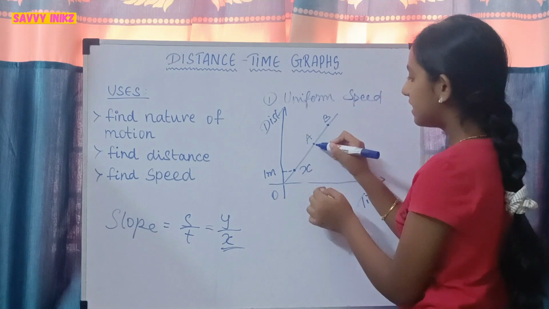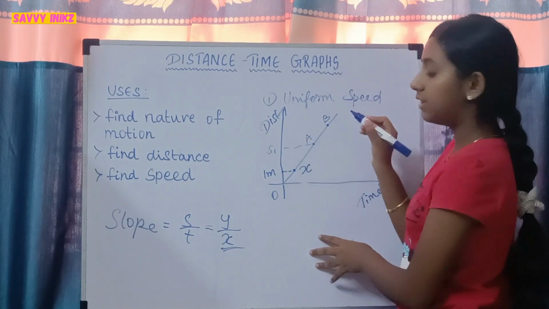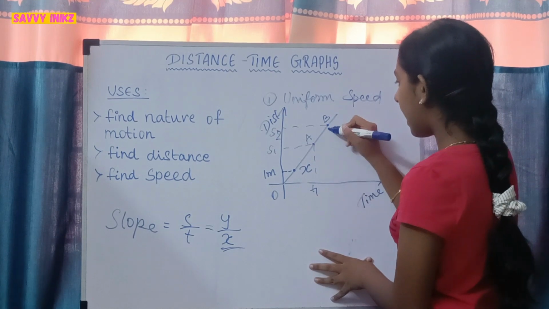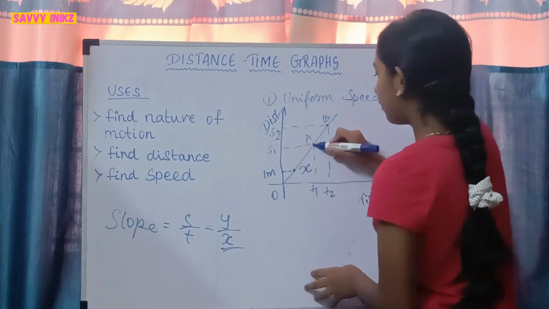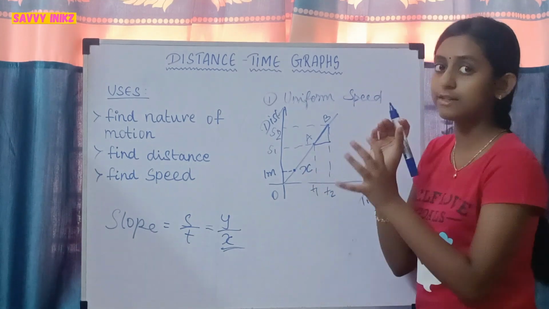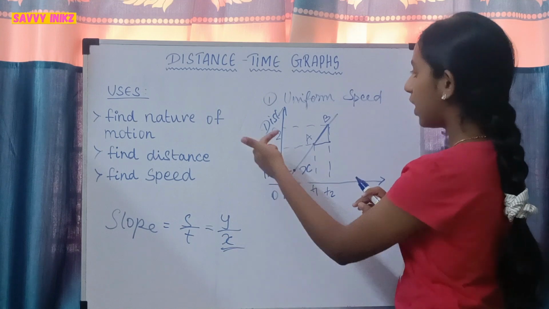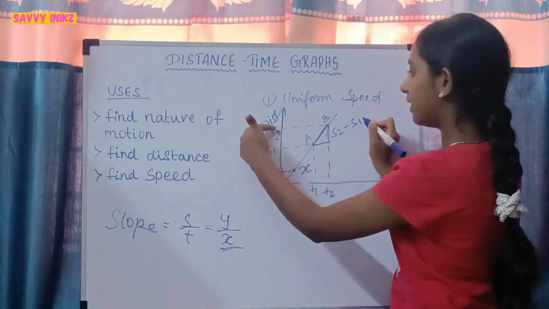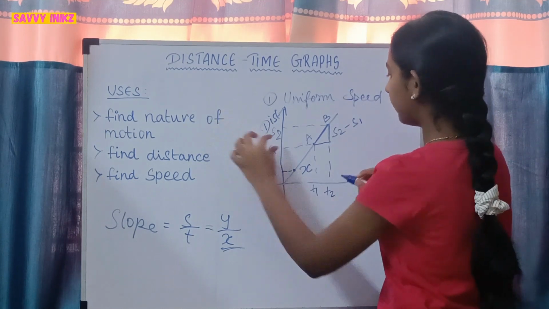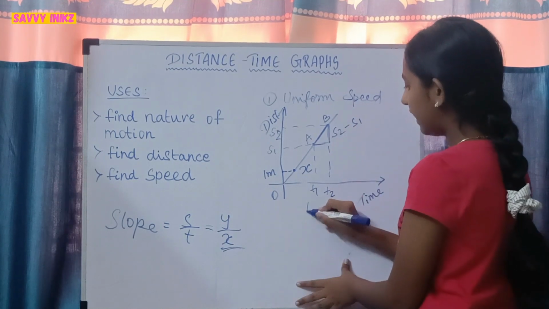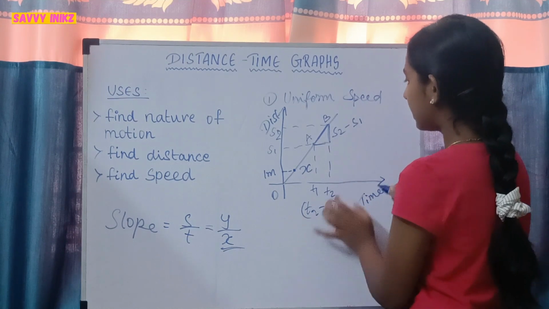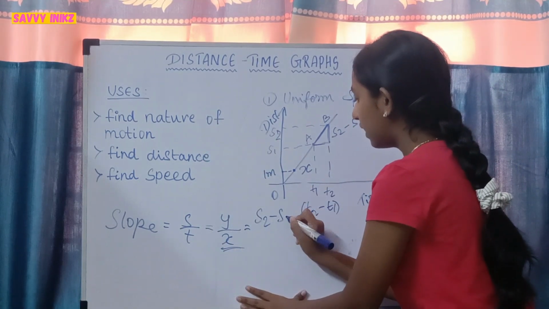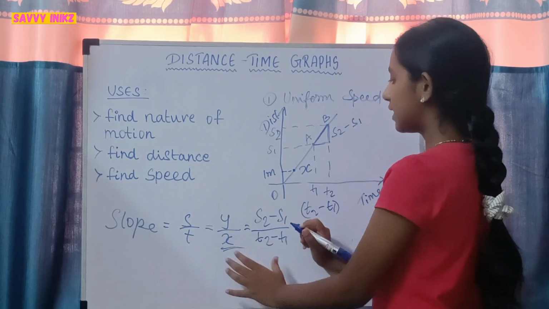Now the distance traveled at A, I am taking as S1, and the distance traveled at B, I am taking as S2. The time at A is T1 and the time at B is T2. Now we have to find the value of the slope, which is this AB. To find that, we have to find y by x. For the y part, we do S2 minus S1, because from here you'll get the distance interval. And for the x-axis, we take T2 minus T1. So it's simply y-axis by x-axis, S2 minus S1 by T2 minus T1.